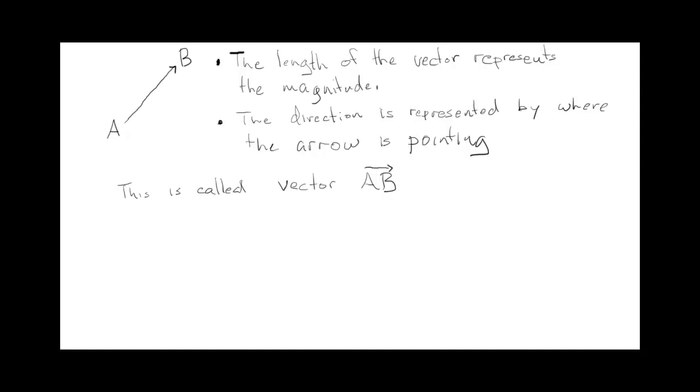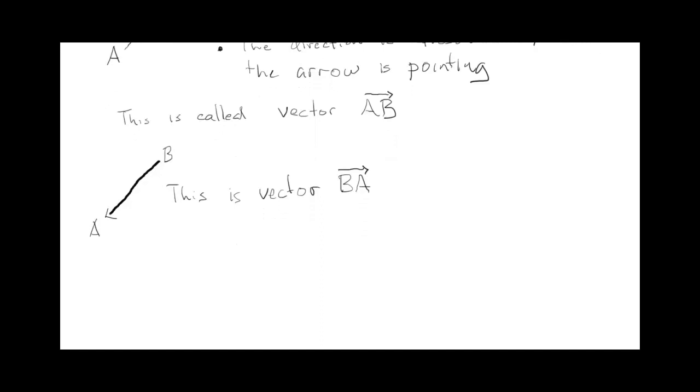You could have a vector going from B to A. If it went in the opposite direction, but was the same size, we'd call that one vector BA. So those two vectors are meant to be the same length, meaning they have the same size, but they're going in opposite directions. Two vectors which go in opposite directions are called opposite vectors.